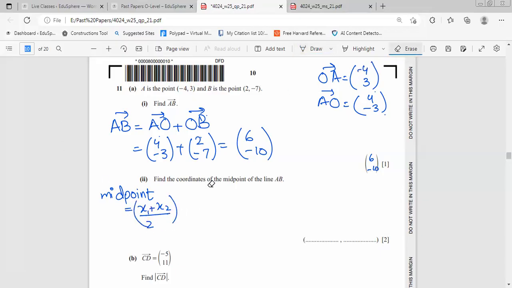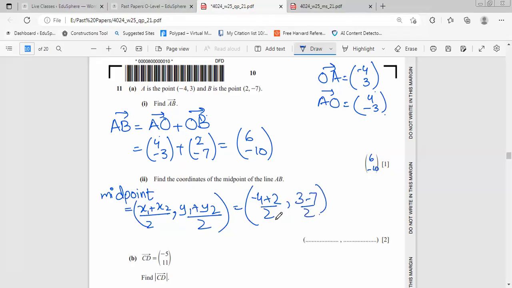Sorry, mistaken. And the midpoint is (x1 plus x2 by 2, y1 plus y2 by 2). This is the formula. So here we are going to use the formula: (-4 plus 2) by 2, comma, (3 minus minus plus, so it will be 3 minus 7) by 2. So we get minus 4 plus 2 is minus 2 by 2, and 3 minus 7 is minus 4 by 2. So eventually we get minus 1 comma minus 2. So we have minus 1, minus 2.